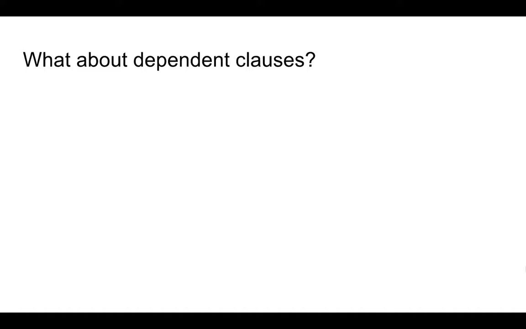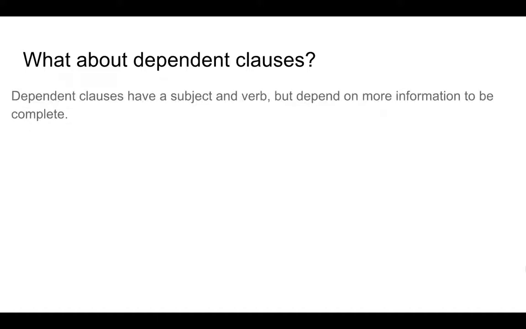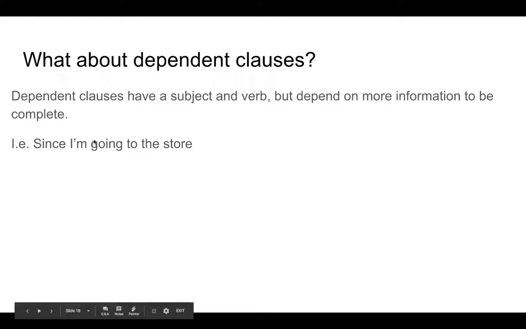All right, so what about dependent clauses? Well, dependent clauses have subjects and verbs, but they depend on more information to be complete. For example, since I'm going to the store. All right, going is a verb. And then I am, or I, is the subject. All right, so am going would be the verb, I is the subject, so it has a subject and a verb. But it's not complete. It depends on more information to make sense. Like, what about since you're going to the store?